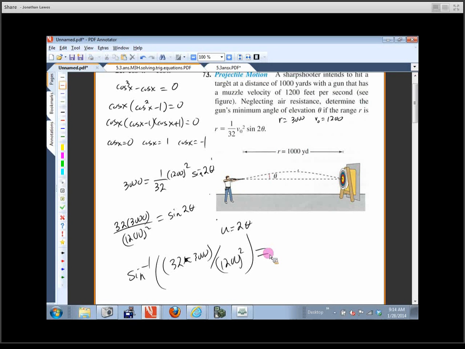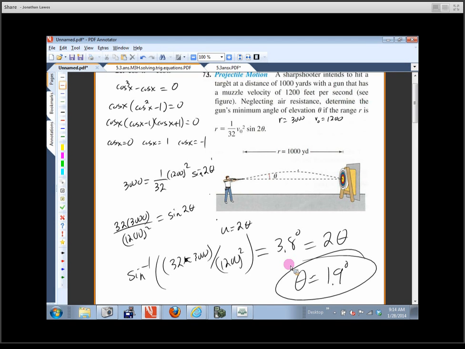And what does it say? 1.9? Or 3.8. Okay. This gives you 3.8 degrees. We're in degree mode. 3.8 degrees, but that is equal to 2 theta. So what do we want theta to be? We want it to be 1.9. Okay? Does that make sense?